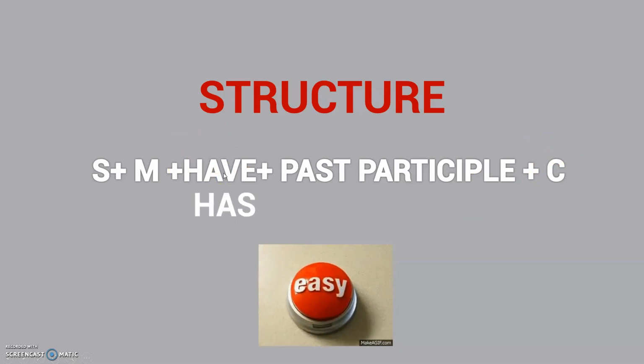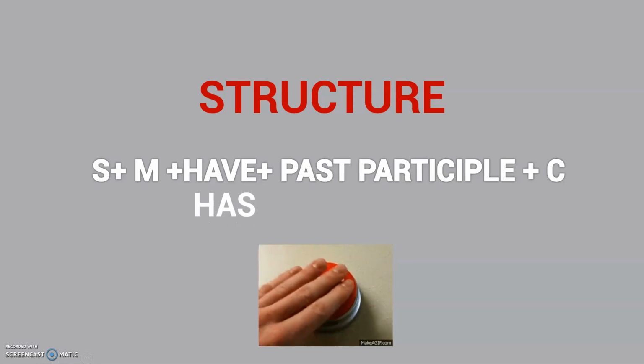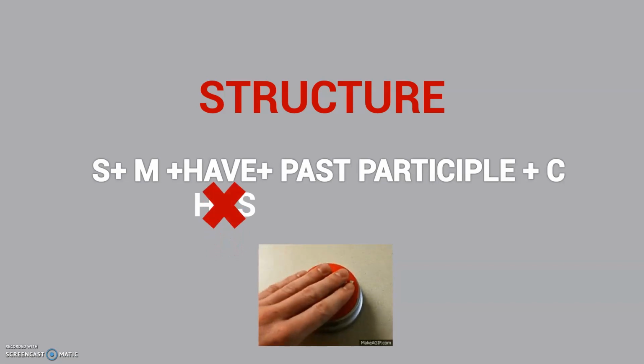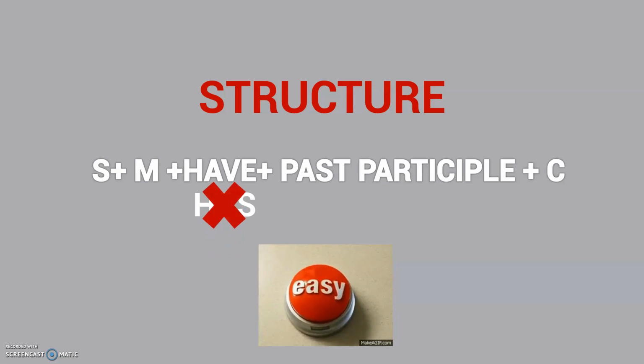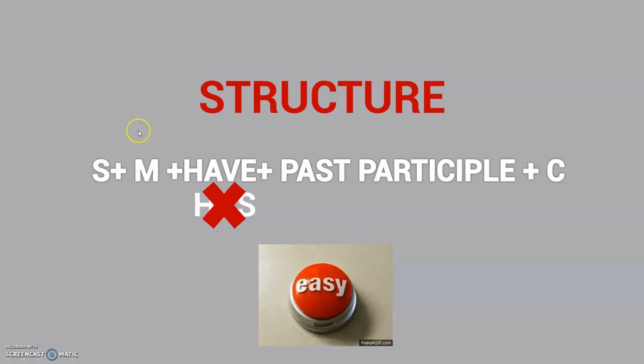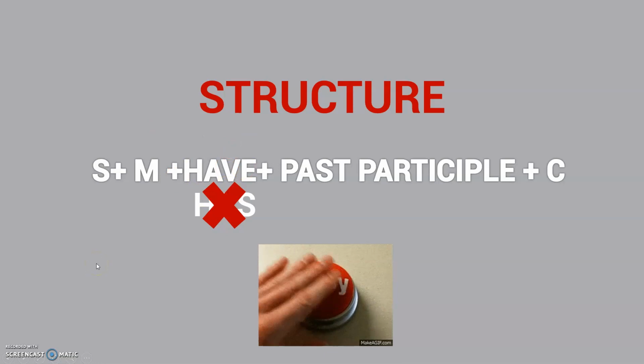Remember I said have. We are never going to use has. So you cannot say she should has. That's impossible. That's a mistake. We're gonna say she should have. No matter the subject, the auxiliary is all the time have.